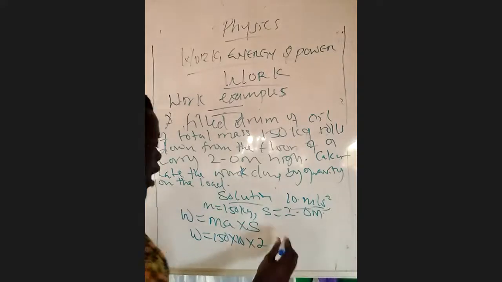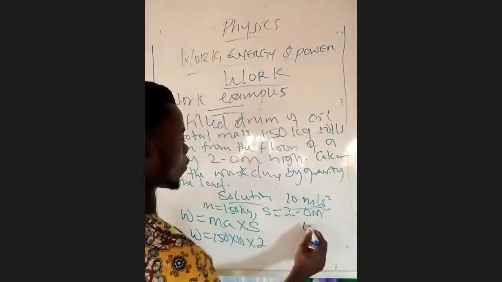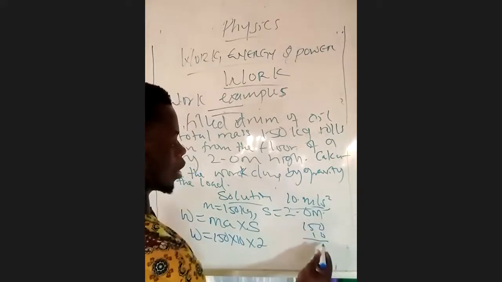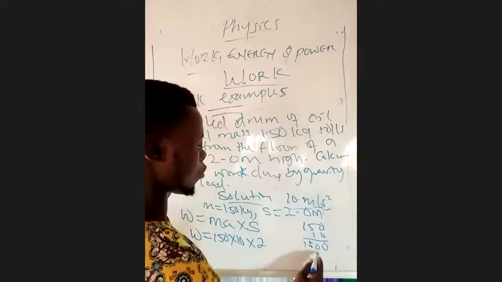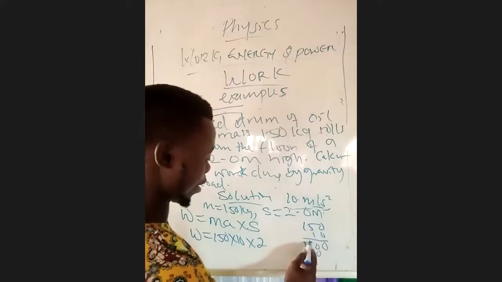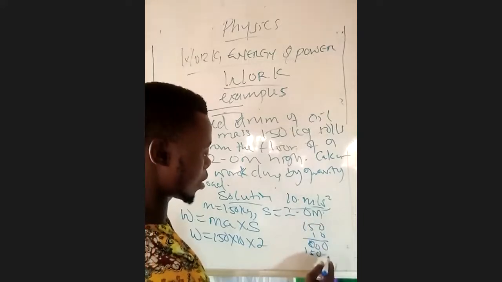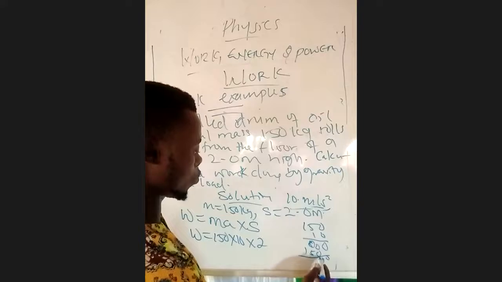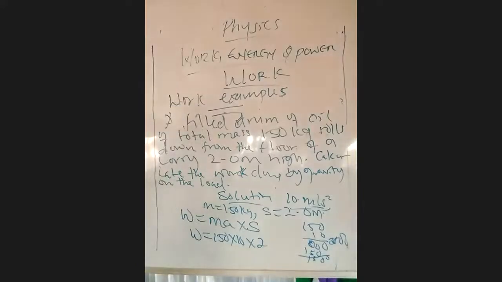150 times 10 times 2. Now, we can solve this. 150 times 10: 0 times 0 is 0, 0 times 5 is 0, 0 times 1 is 0. Then 1 times 0 is 0, 1 times 5 is 5, 1 times 1 is 1. This will give us 1,500. 1,500 times 2 will give us 3,000 joule.